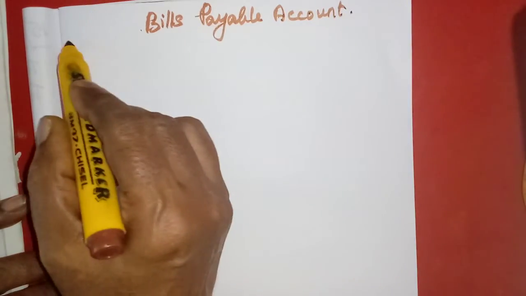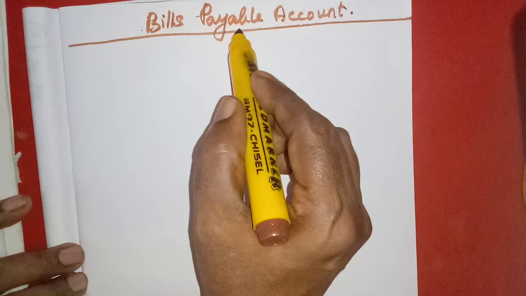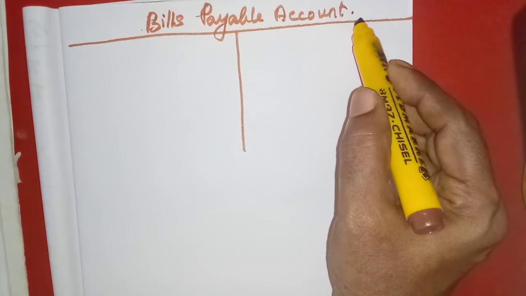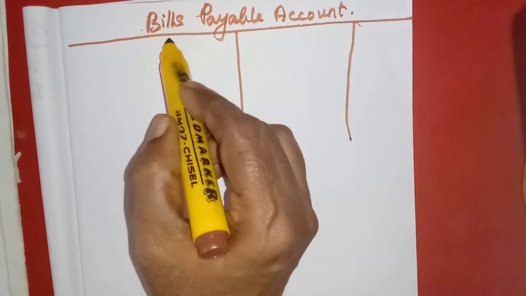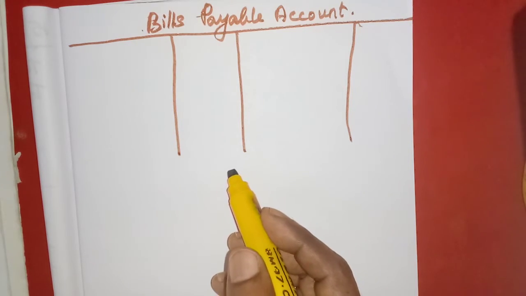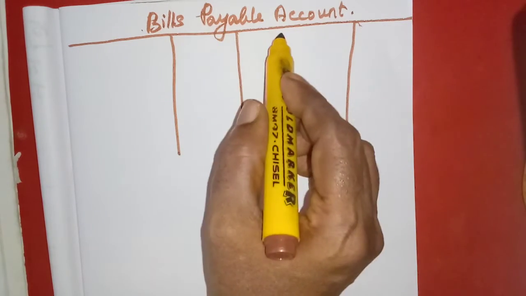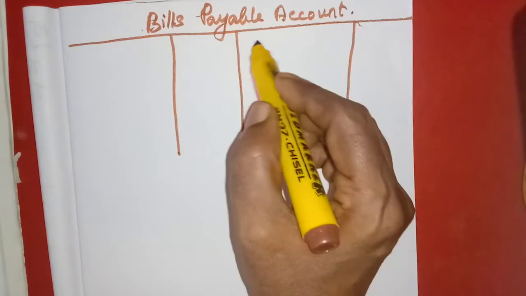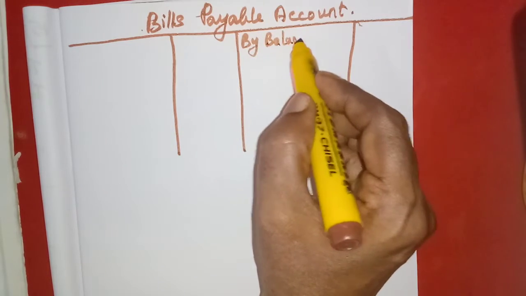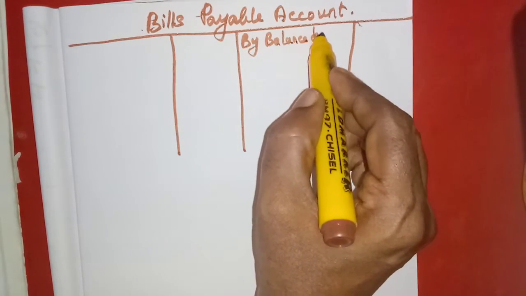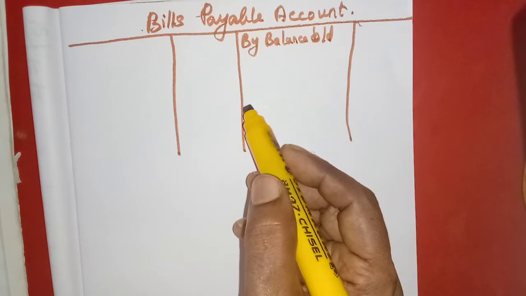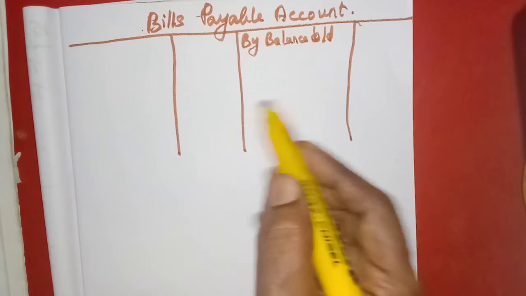Bills payable account. Better we can draw the amount column. Okay, for bills payable, for these two accounts we should write the opening balance on the credit side, by balance carried down, brought down. Okay, bills payable. Opening 10,000.